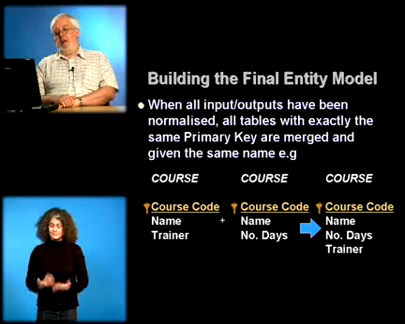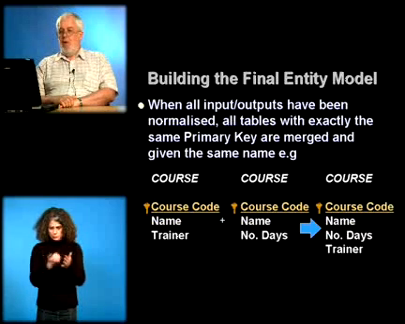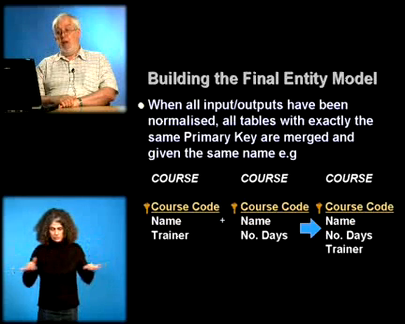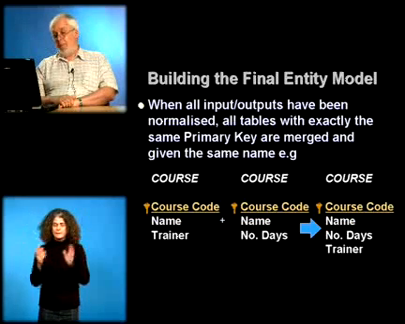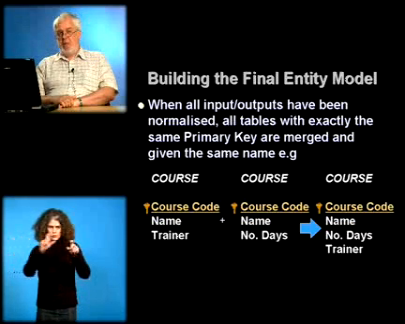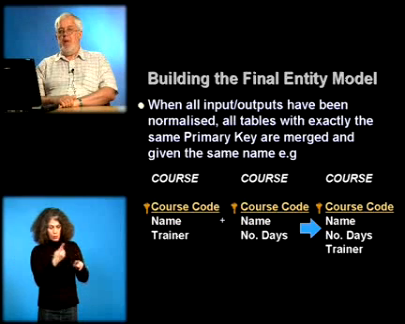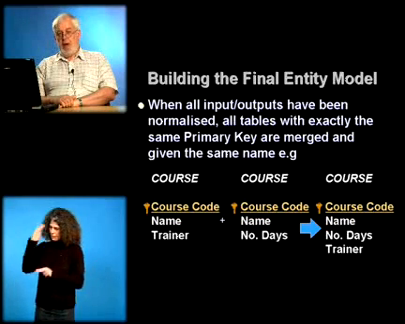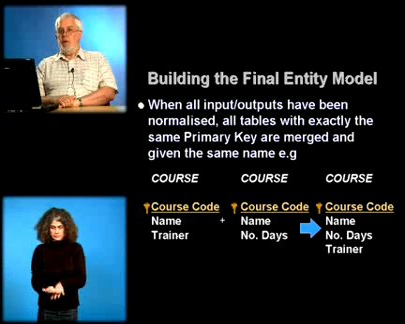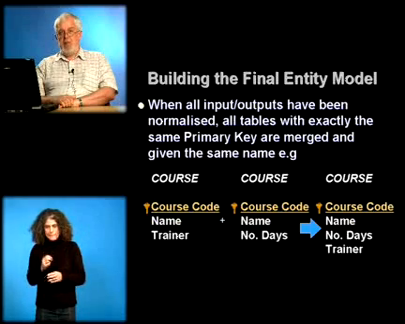So we have to build the final entity model. When all inputs and outputs have been normalised, all tables with exactly the same primary key are merged and given the same name. For example, two tables called course, both with the primary key of course code. In one table the attributes are name and trainer, in the other table the attributes are name and number of days. Those are merged together to form one table with the primary key of course code and the attributes of name, number of days and trainer.